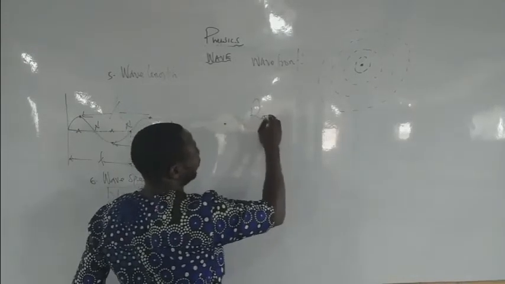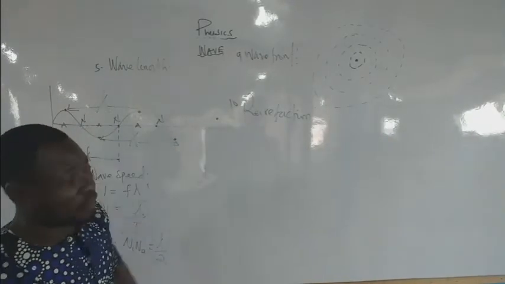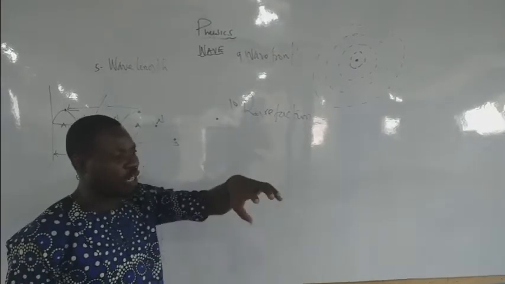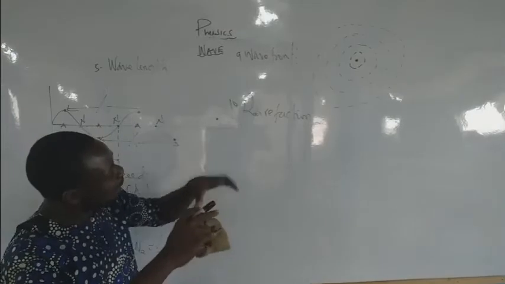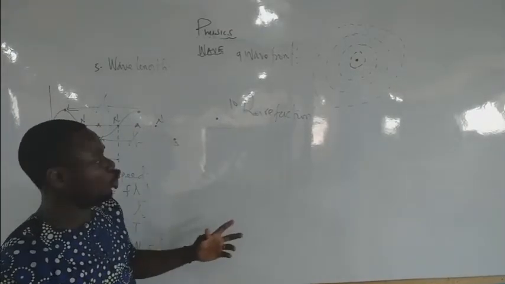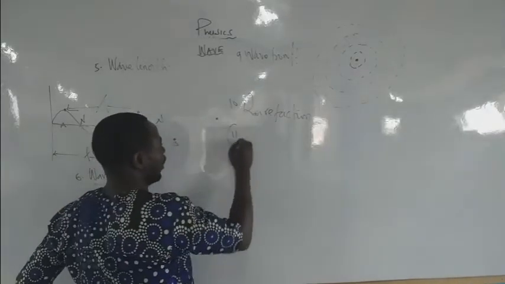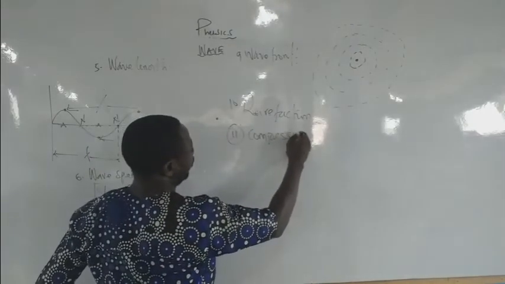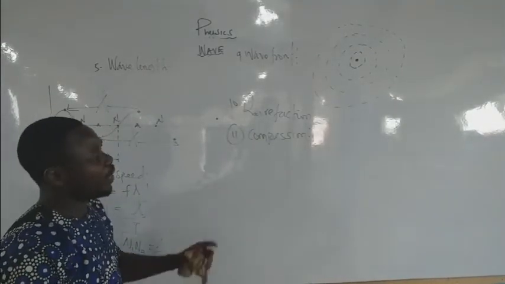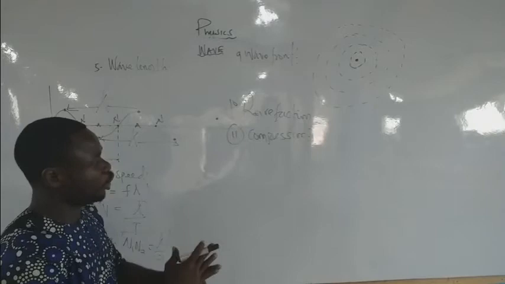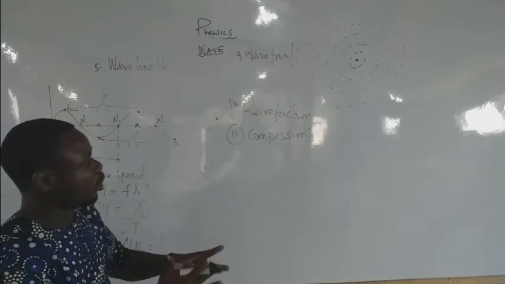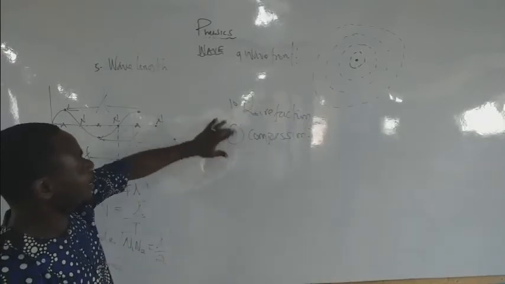Then we have what? Refraction. The next aspect is what? Refraction. What's refraction? Refraction is a point on longitudinal wave where there is maximum displacement of the medium. Then number 11 is compression. A point on longitudinal wave where there is minimum displacement of the medium. So the medium is compressed. That's why we call it compression. So these are the terms we use.